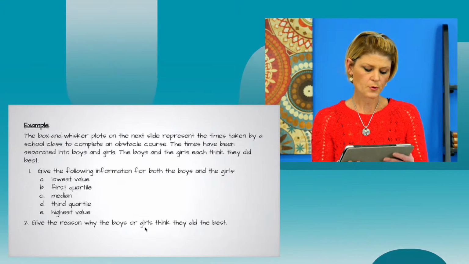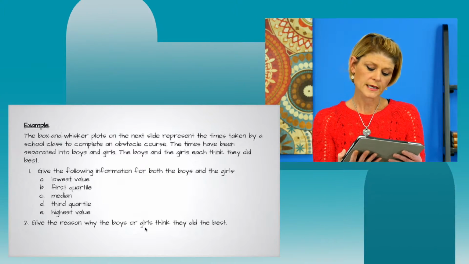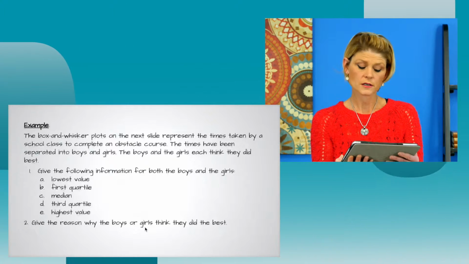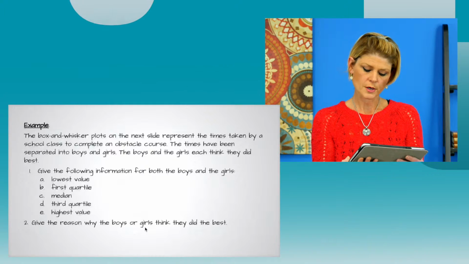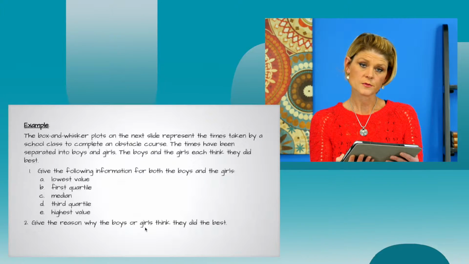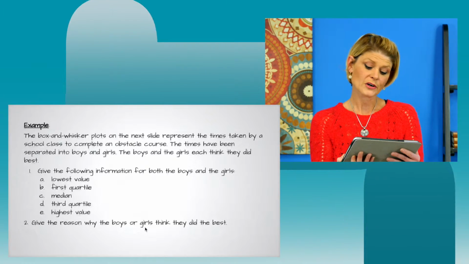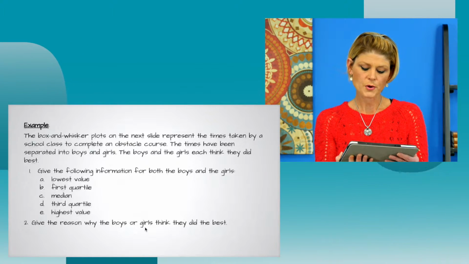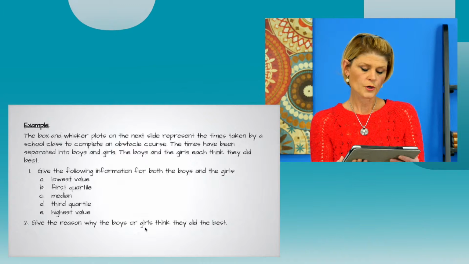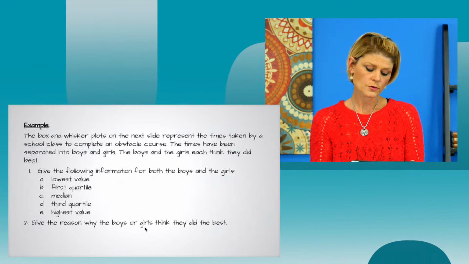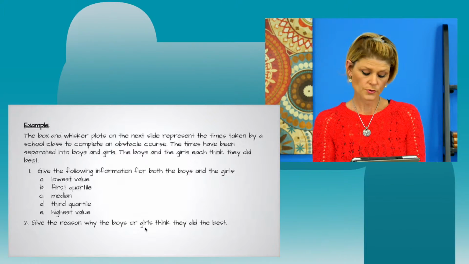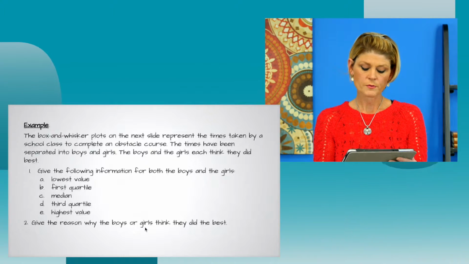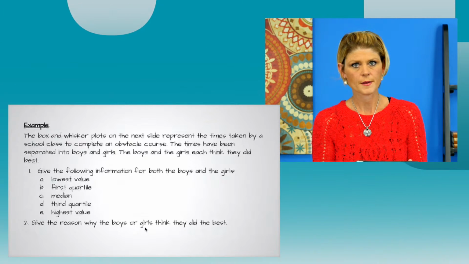All right, let's look at an example. The box and whisker plots on the next slide represent the times taken by a school class to complete an obstacle course. The times have been separated into boys and girls. The boys and the girls each think they did the best. Give the following information for both the boys and the girls. Number 1, we're looking for the lowest value, the first quartile, the median, the third quartile, and the highest value. And then number 2, give the reason why the boys or girls think they did the best.